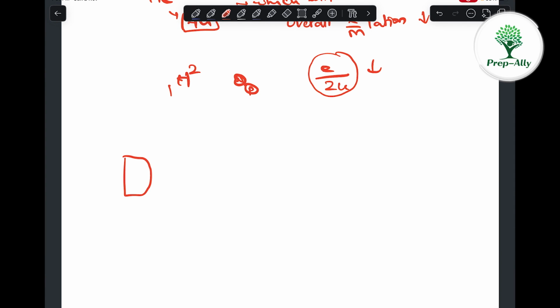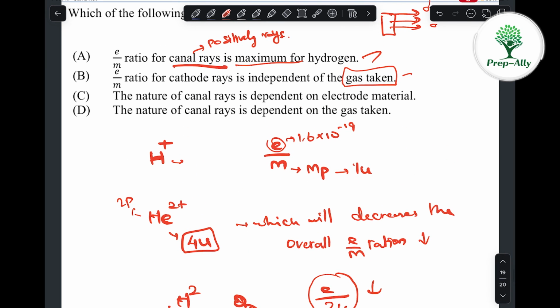Let's say this is a canal ray, it is produced from the electron that is colliding with a gas particle, not with an electrode material. It is not producing in the electrode material, it is produced when an electron knocks out one electron from another atom, gas atom. It depends on gas atom, not on material. So our answer, which is a wrong option, incorrect option, that is going to be your answer. So that is going to be C, and dependent gas taken, that we already discussed, right? So answer is going to be C.